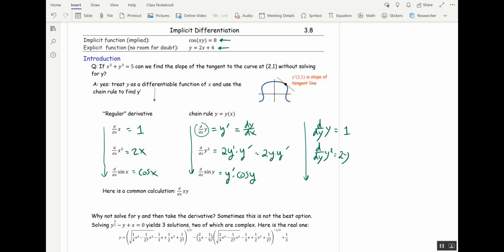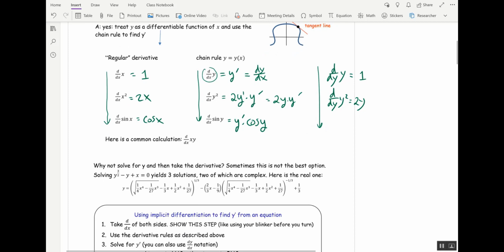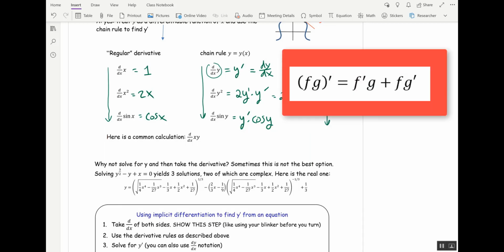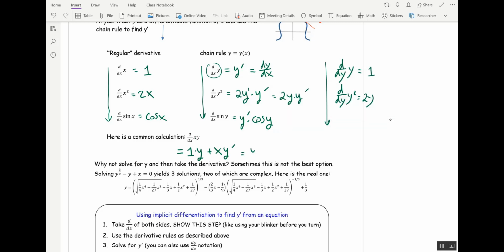A common calculation is d by dx of xy. Just remember when you do that to use the product rule, because x is a function of x, but so is y. So d by dx of xy is the derivative of the first, which is 1, times the second, plus the first function, which is x, times the derivative of y, which is y prime. So y plus x y prime.